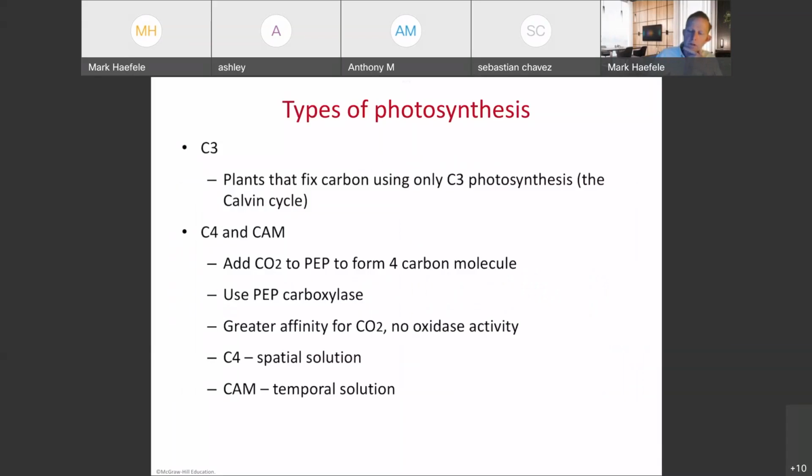C3 plants will basically do a couple of things, right? They basically will fix their carbon using the Calvin cycle, just like we just saw. But typically their stomata will either open or close. That's it. There's no in between. And so as a result, they have to choose between losing water or photorespiration, basically, because of their Rubisco enzyme. Now, because of this, this basically means that C3 plants tend to grow slowly in hot, arid climates.